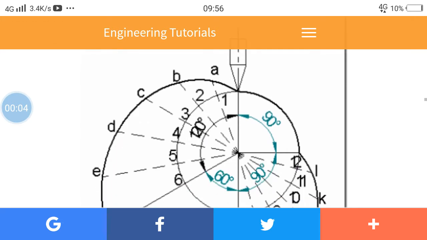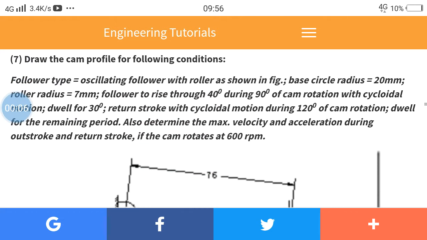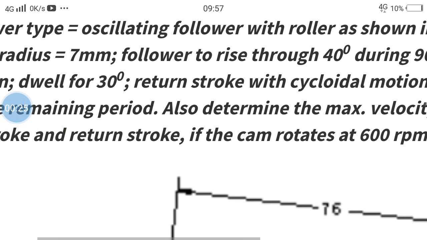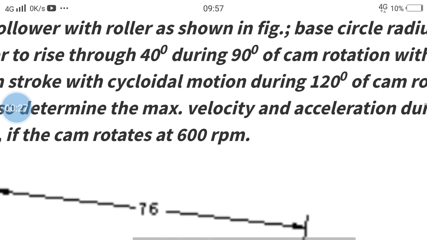Good morning. Next will be the oscillating type. As I told you, these four problems are problem number 1, 5, 7 and 8. You can see the difference in this problem. In this you can see an oscillating follower with roller as shown in the figure.